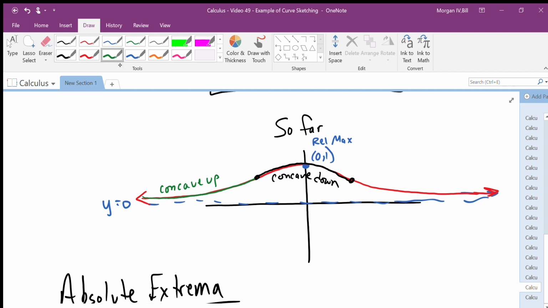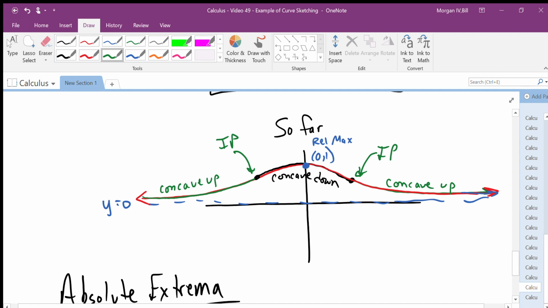And then I think it's going to be concave up again. That's my best guess based on how the curve looks so far. That would make sense based on the graph. And then it looks to me like we're going to have two inflection points. It looks like we're going to have an inflection point about right here, and it looks like we're going to have an inflection point about right here, points where the curve changes concavity. Concave up to concave down in this case, and then concave down to concave up.